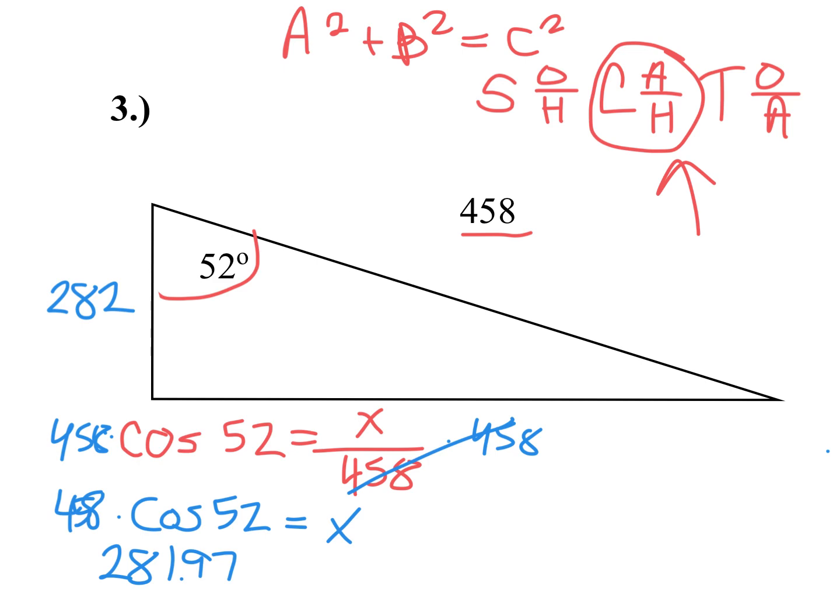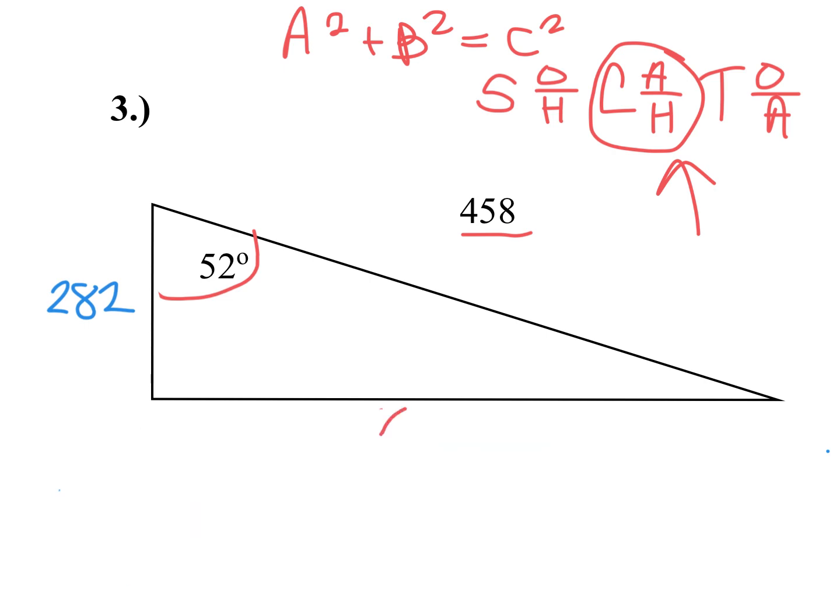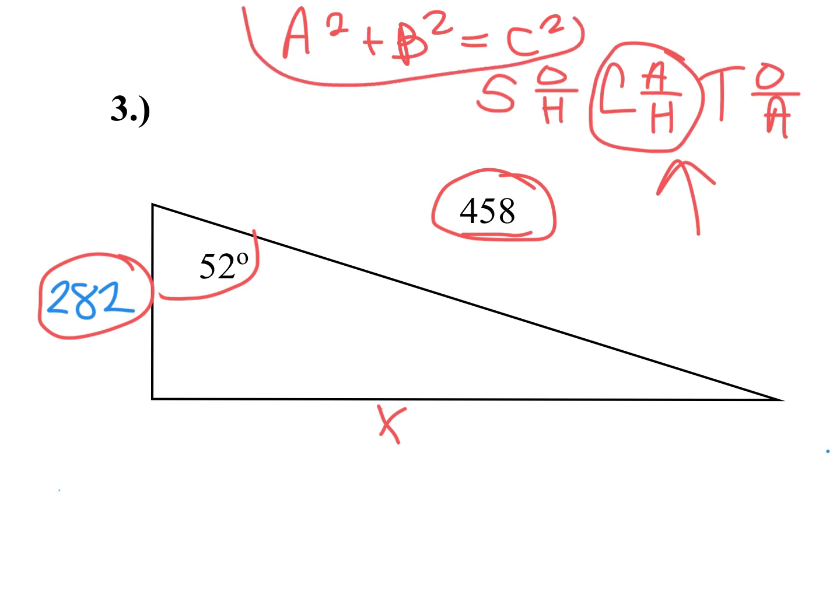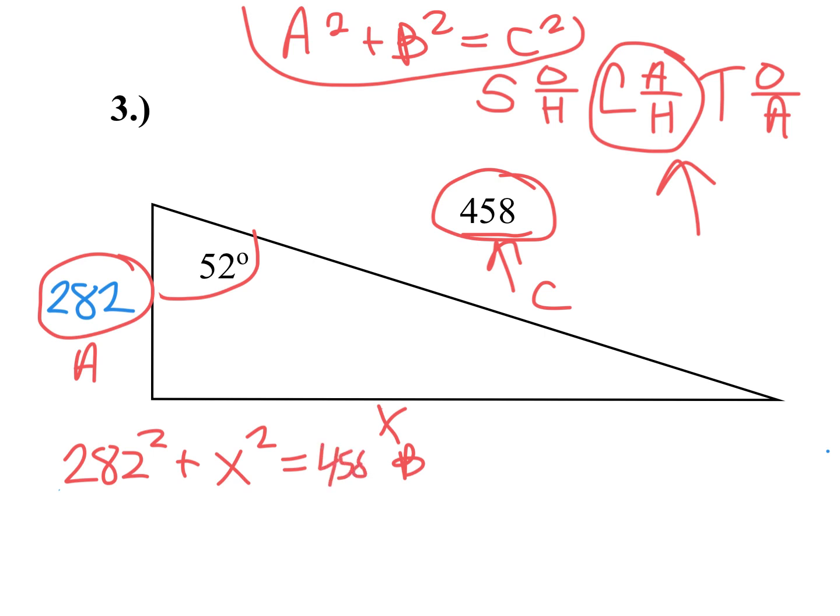All right, now that I have that, I can now use the Pythagorean theorem to find out my other side. Let me clean this up and we'll get going on that. I want to get this side now. I have my hypotenuse, I have one of the sides of my triangle. Let me use the Pythagorean theorem. So remember, c is always the hypotenuse, so I can call this one a, and this is going to be my b. So a squared plus b squared equals c squared. So I'm going to do 282 squared plus my x, or b squared, because I don't know what that is, all right? And then my c squared is going to be 458 squared.